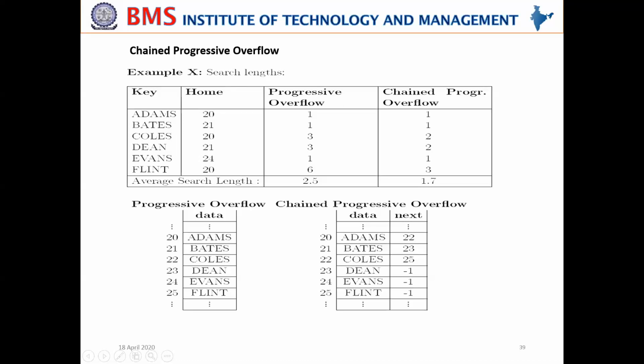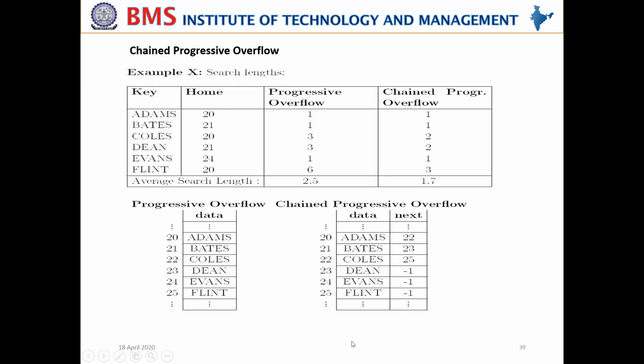Where each node has a minimum of two fields. One stores the data and another one stores the link information. See, like this, 22 is nothing but the link information of the next record. 25 is the link information of the next record. If no further records are there, the link field of the last node usually will be -1. Okay, so this is how you have stored the records using the chained progressive overflow concept.